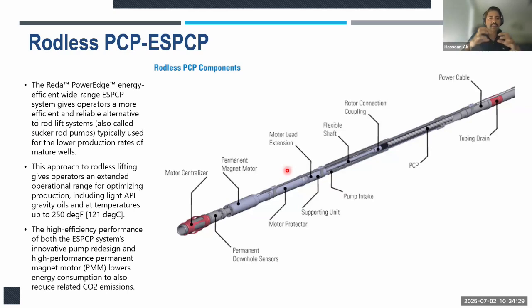Right? So this is the latest and greatest in the PCP world, radar power edge, which is your special PCP, which is designed for the light oil. And this PCP can be connected to a downhole permanent magnet motor, which is highly efficient. This makes the whole system really efficient and really, really save on the CO2 emissions.